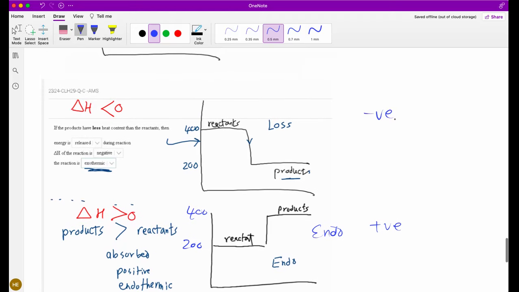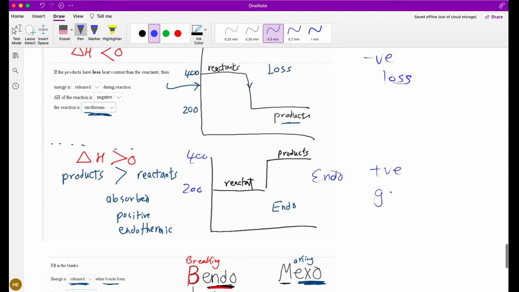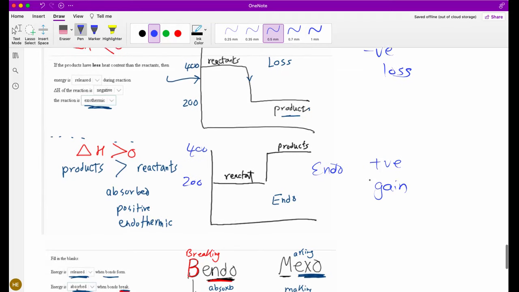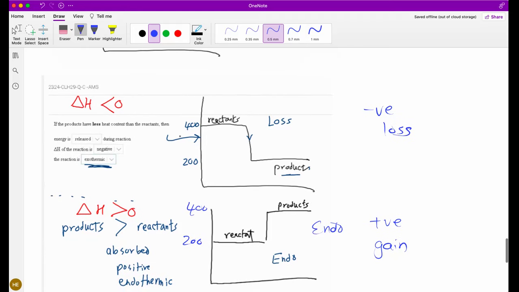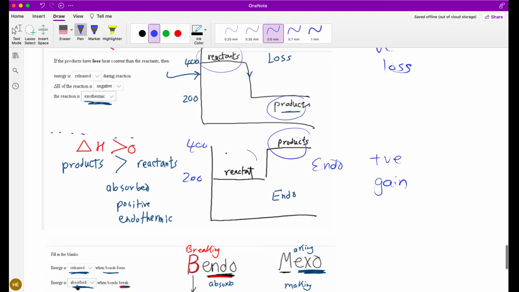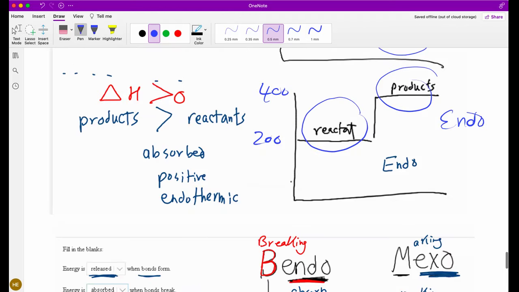Here there is a negative increase. There is loss. You came down. You became 200 after 400. Now you become 400 after 200. So there is gain of energy. It's plus. So this is the shape of the exothermic. Always know how to recognize it: products is less than reactants. Here products is more than reactants. This is positive and gain. So don't forget the endo and exo.